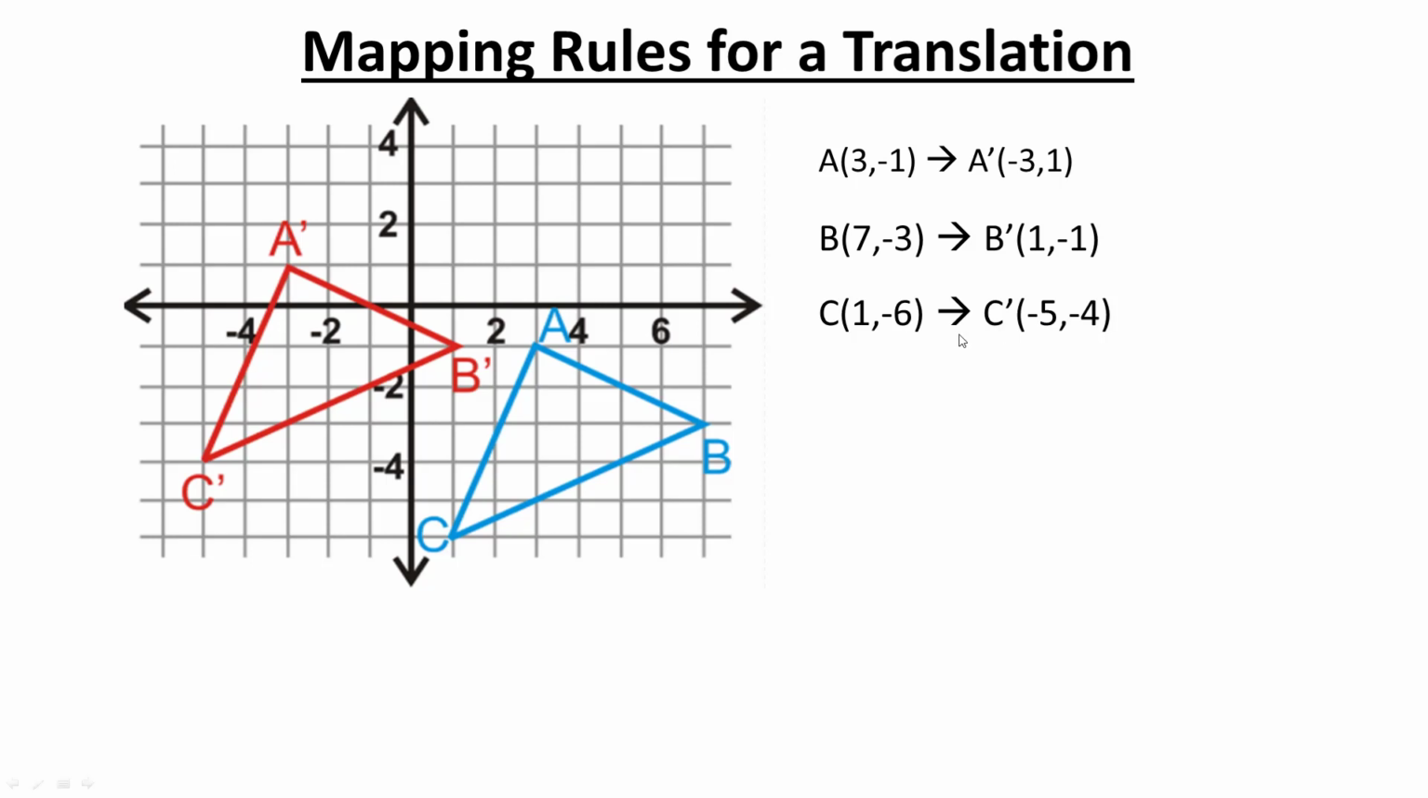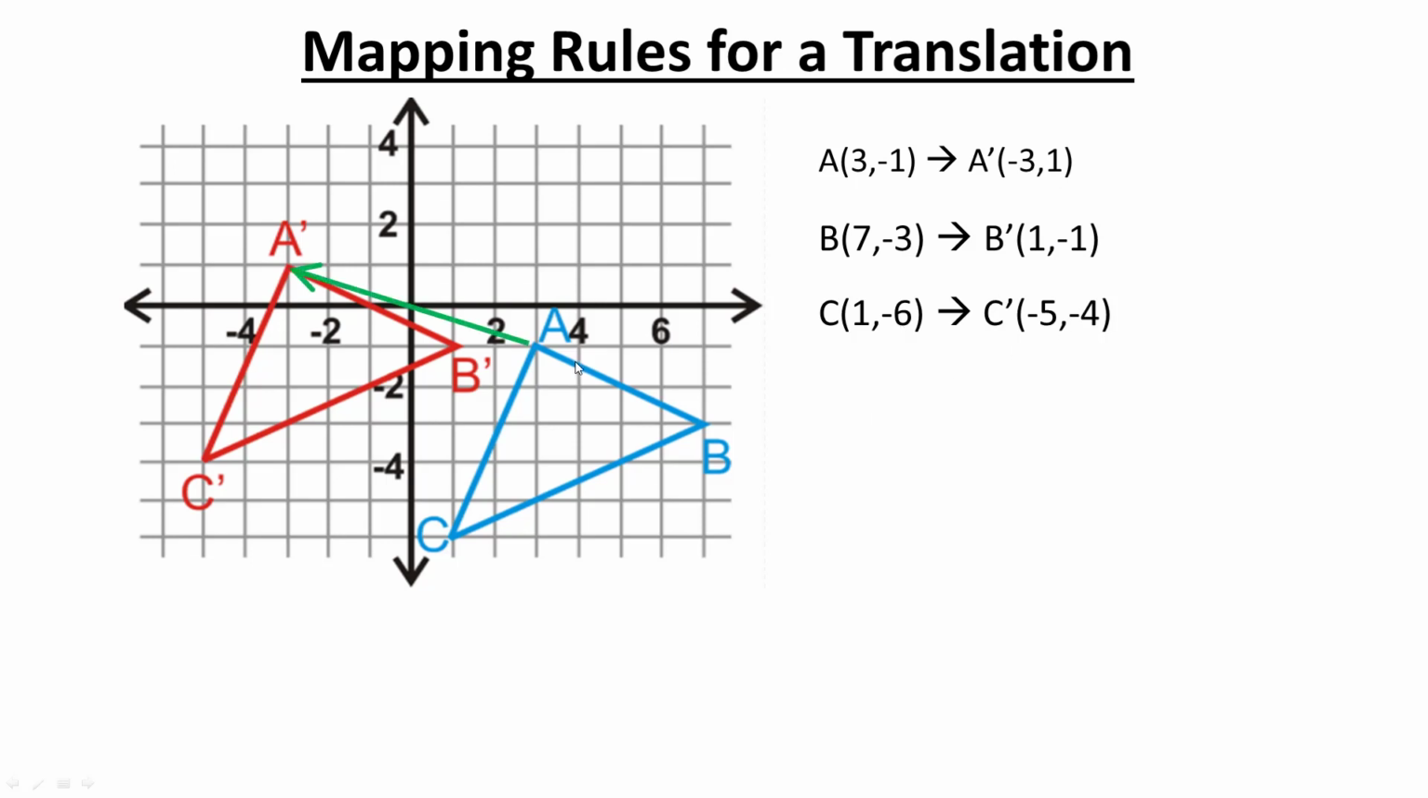Now the y coordinates, look at them. So negative 1 changed into positive 1. Negative 3 changed into negative 1. Negative 6 changed into negative 4. And if you look at the graph here, you see not only did they go left 6, but they went up 2. See, this point went left 6, up 2. B went left 6, up 2. So you see, if I add 2 to negative 1, I get 1. If I add 2 to negative 3, I get negative 1. If I add 2 to negative 6, I get negative 4.